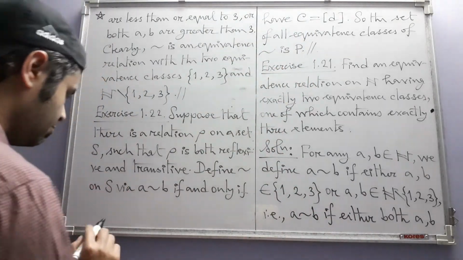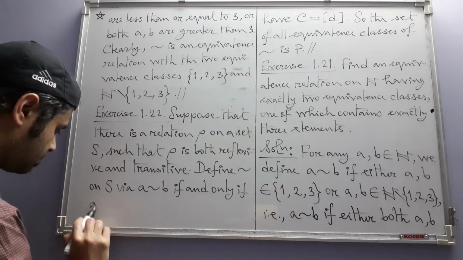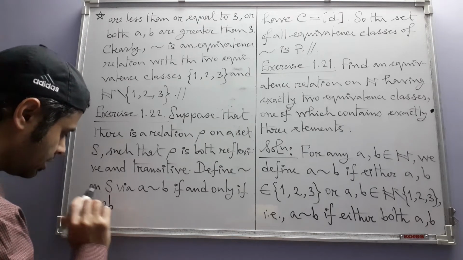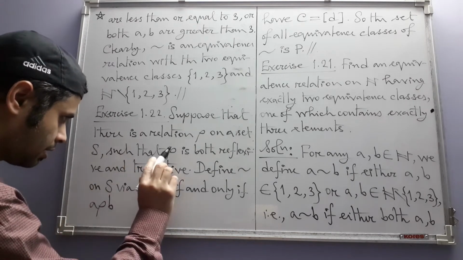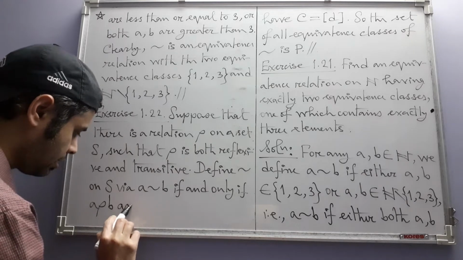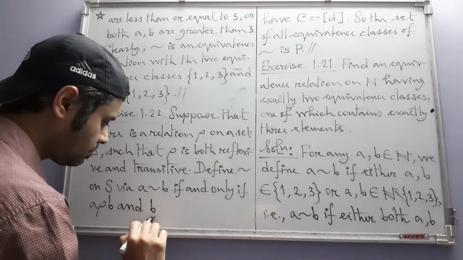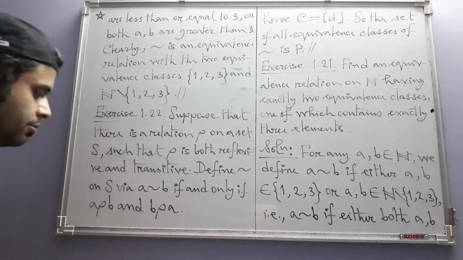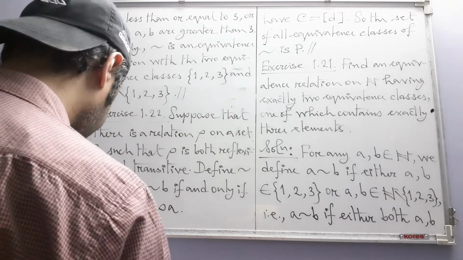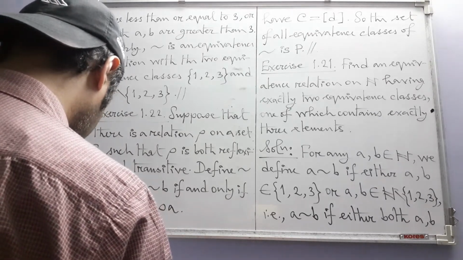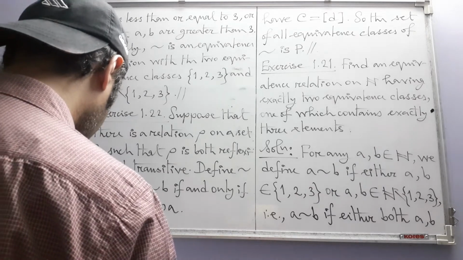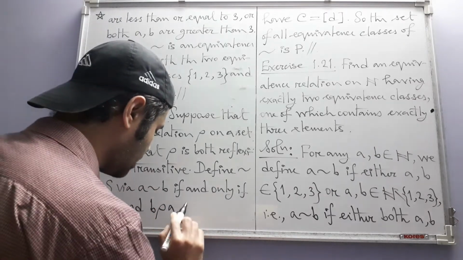Okay, anyway, A is related to B by tilt if and only if A is related to B by rho, our original relation, and at the same time B is related to A by rho also. Show that tilt is an equivalence relation.